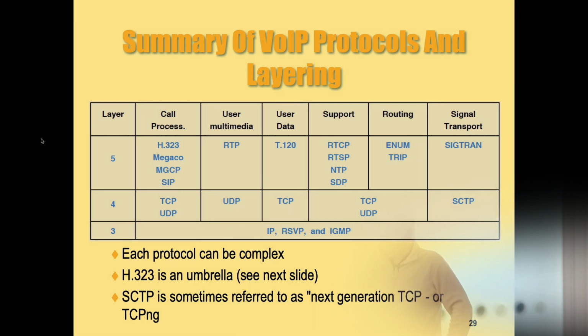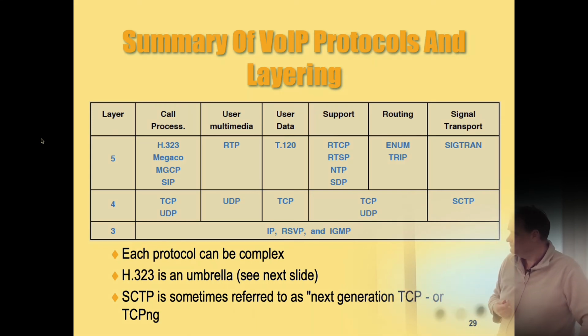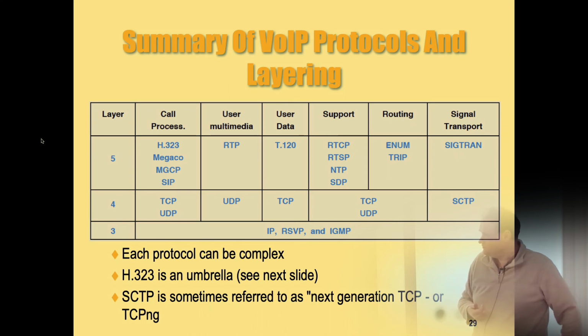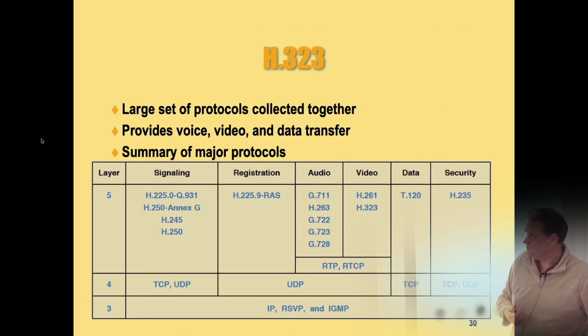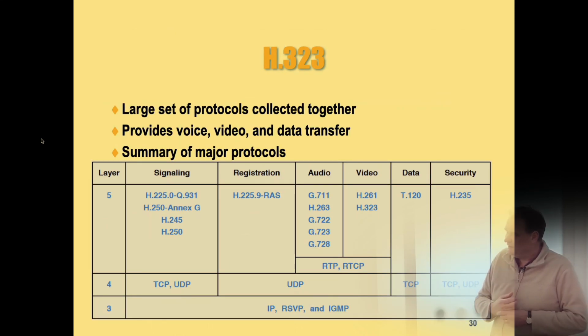Routing, how to find the phone. We'll come back to those two. Signal transport, we have something called SIGTRAN. That's mainly used for ITU networks.